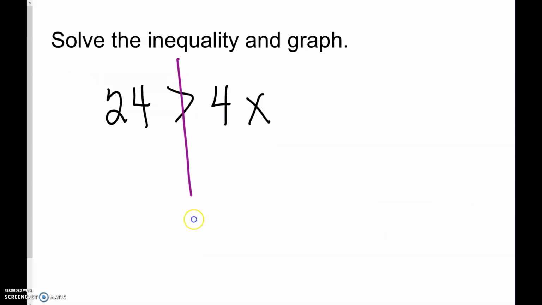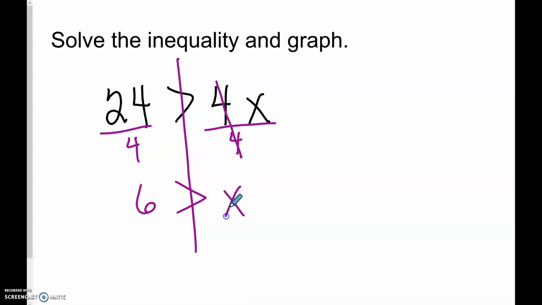All right, this time they switched us and they put the variable on the right-hand side, but it says 4 times x. The opposite of times is divide. So we're going to divide both sides by 4. 24 divided by 4 is 6. We divided by a positive number, so I'm going to leave my symbol the same. And these cancel, and we have x.